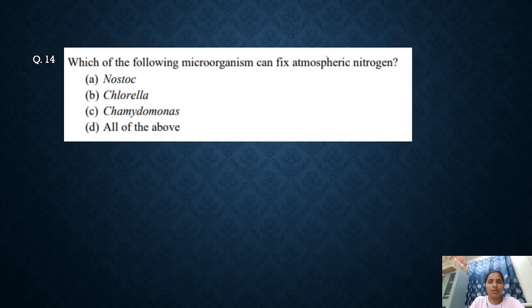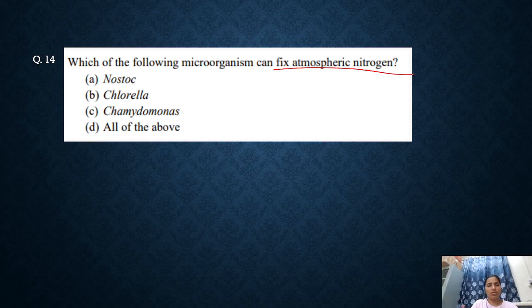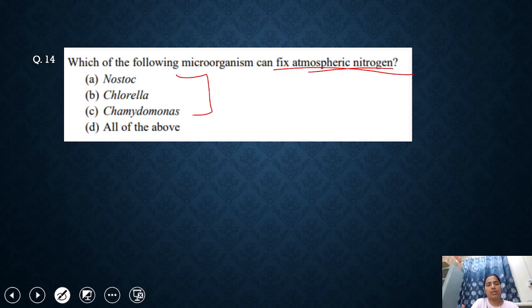Now coming to the next question. This one is: which of the following microorganisms can fix atmospheric nitrogen? Options are: first one is Nostoc, second is Chlorella, third is Chlamydomonas, and D is all of the above. So for nitrogen fixation, which microorganism is used?